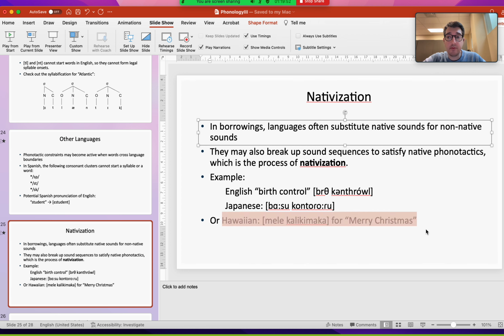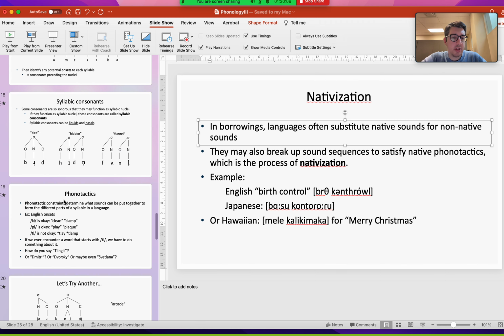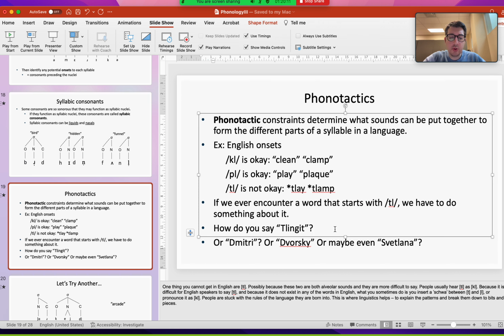Or Hawaiian. Remember when we had a quick write, Mele Kalikimaka, or Merry Christmas. Chr is maybe possible in English, but not in Hawaiian. So they are going to nativize this, right? This process. And that's what we can do with Tlingit as well. Why not? What you can do with Tlingit is add a little bit of a schwa, right?